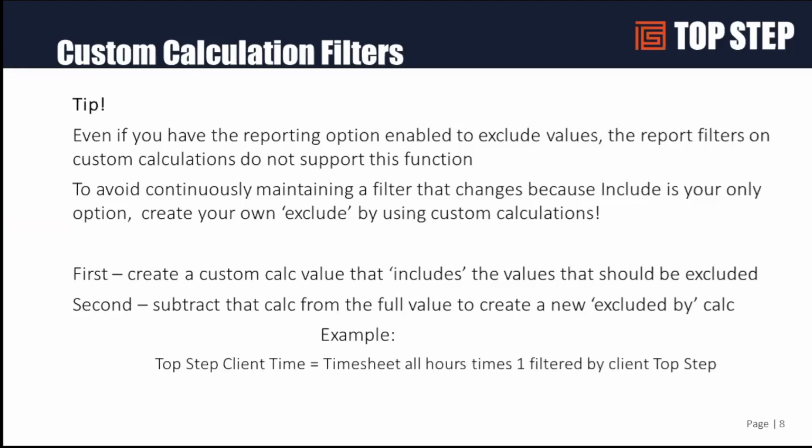The example may help explain this a little better. If I created a custom calculation called top step client time, where I'm taking timesheet all hours times 1, which is an equation, and filtering it by the client top step, that reporting value only has top step time. Then I take that top step time and subtract it from timesheet all hours. Now I have all my time excluding top step. Okay, so this is how you take 2 steps to create the exclude, and that way you don't have to continually update the filtering on the calculation.